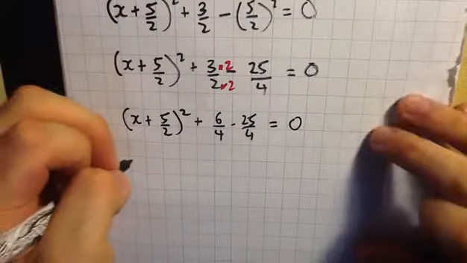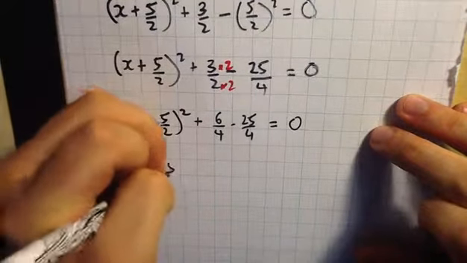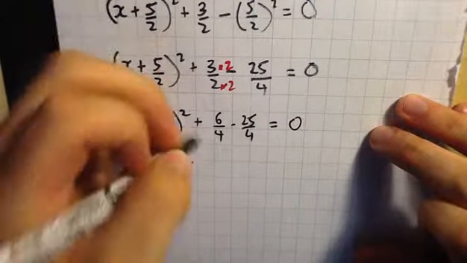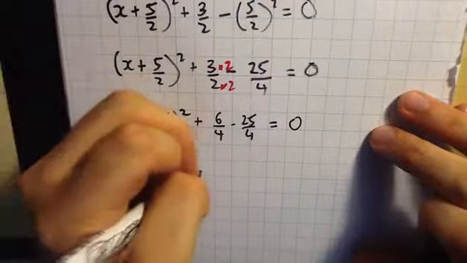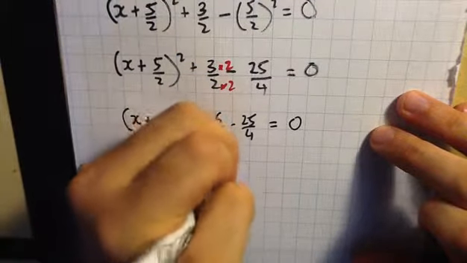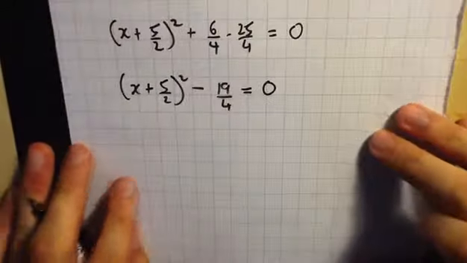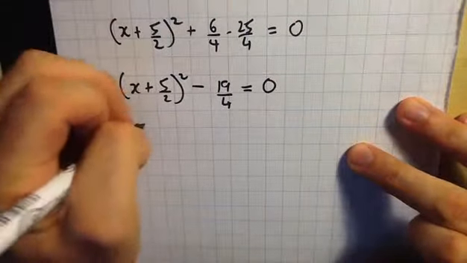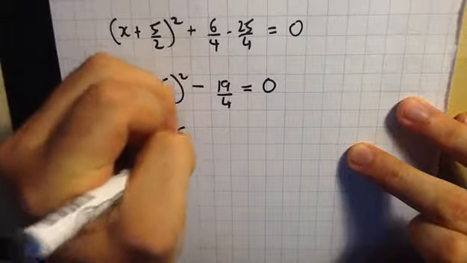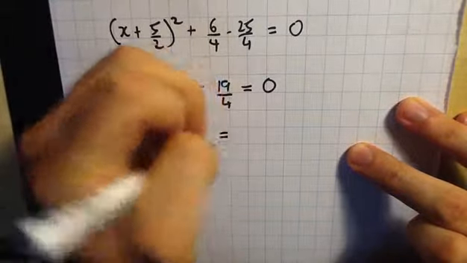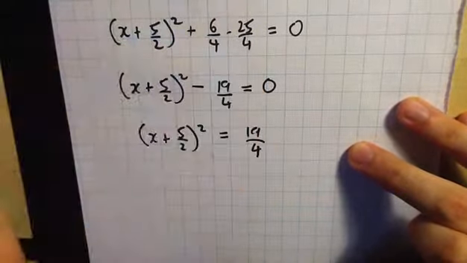So therefore that's going to give me x plus 5 on 2 all squared. 6 take 25 is negative 19, so it's negative 19 on 4 is equal to 0. Once I've got it into this form, I can start to solve it. So x plus 5 on 2 all squared is going to be equal to positive 19 on 4.